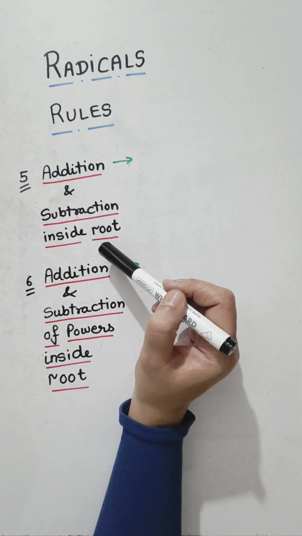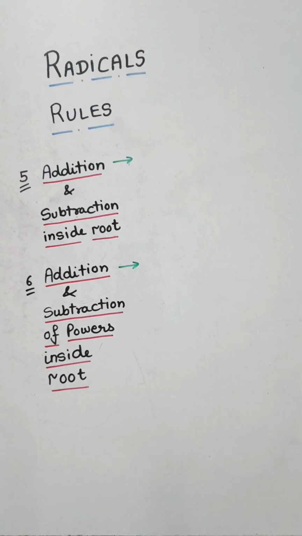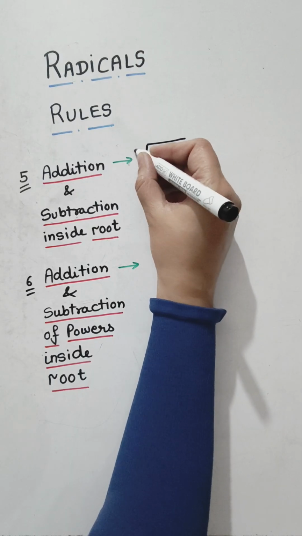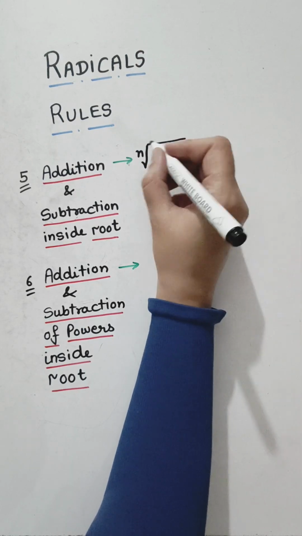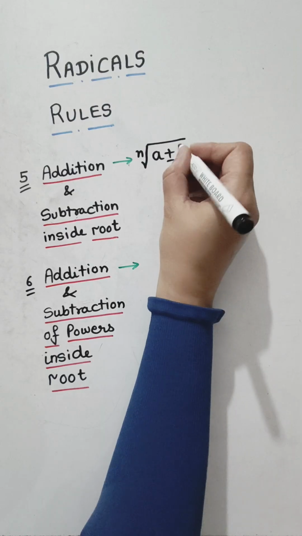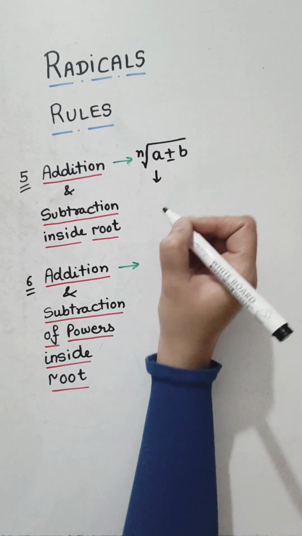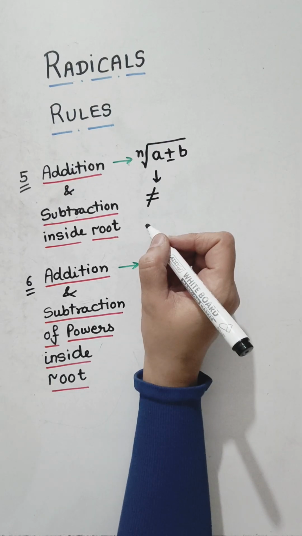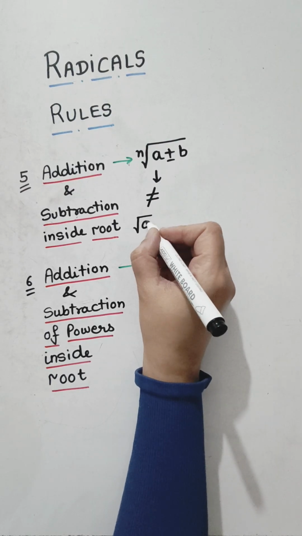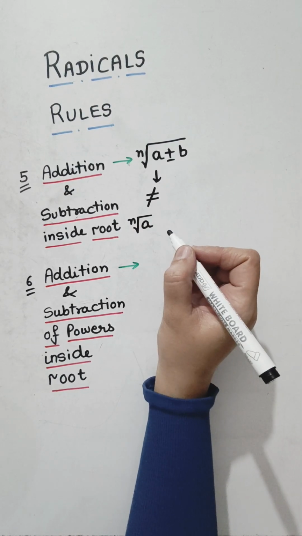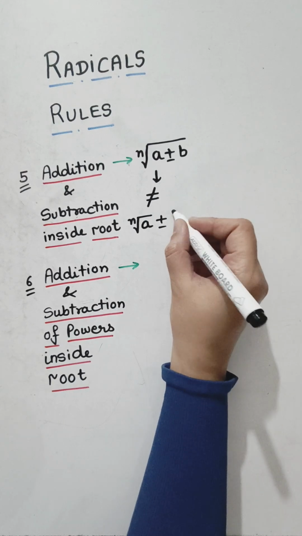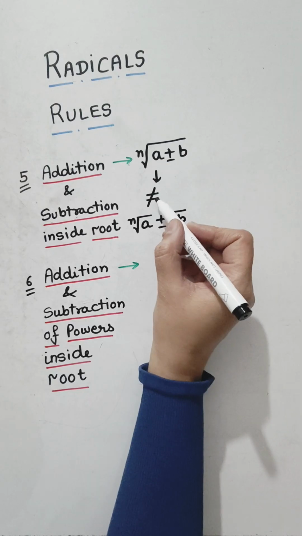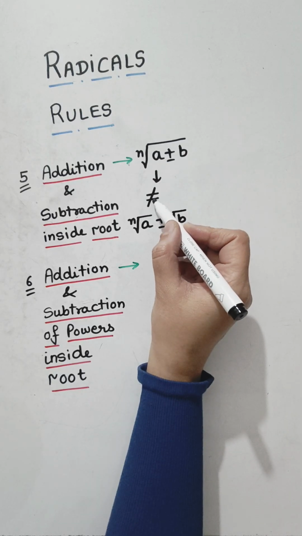Addition and subtraction inside root. What does it mean? That means if I have this kind of scenario, nth root of a plus minus b, it is never equal to this situation: nth root of a plus minus nth root of b. So I have put not equal to.